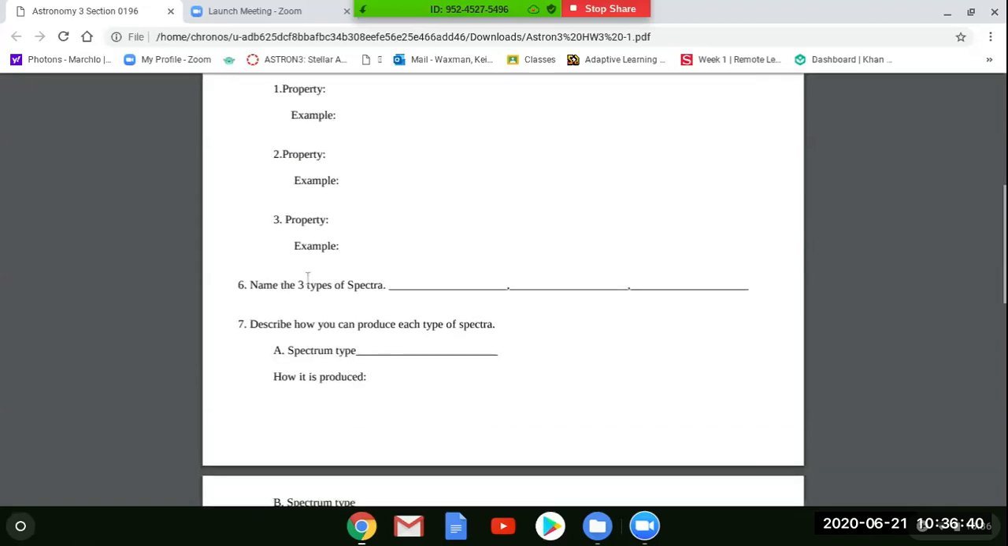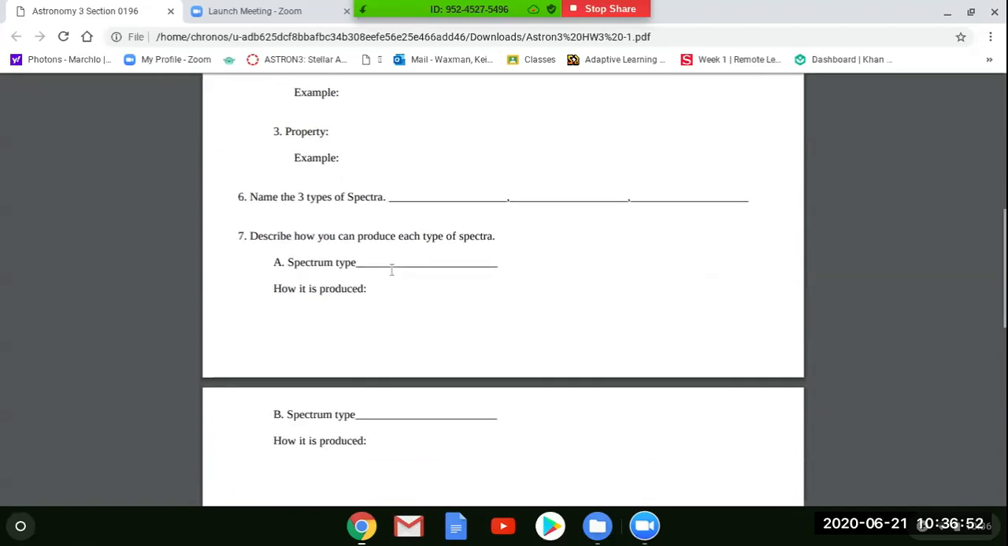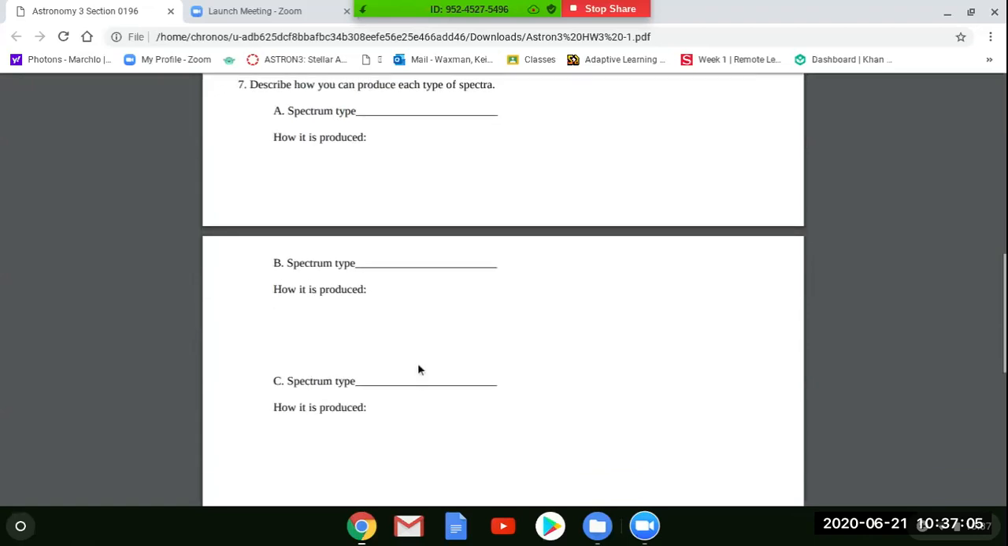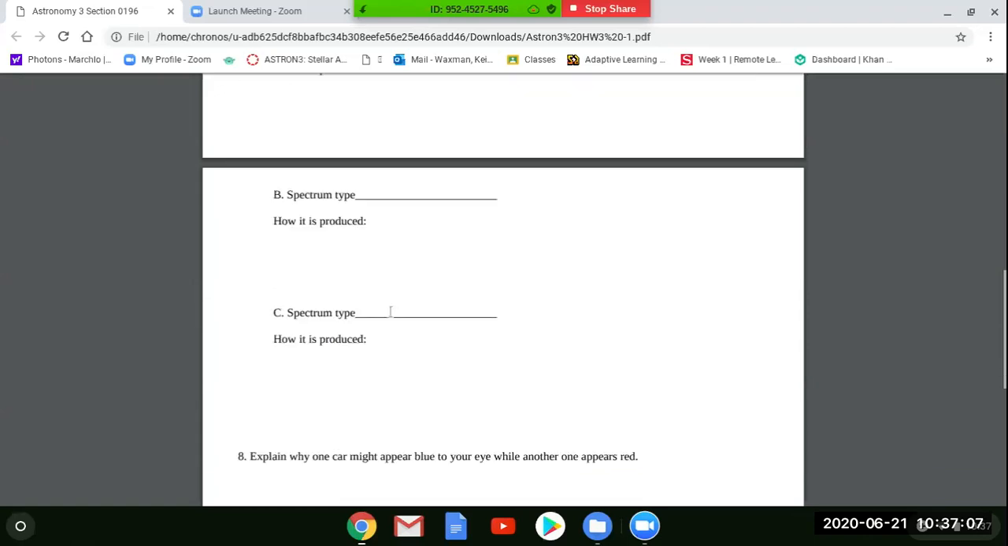Here, name the 3 types of spectra. That's when you talk about, remember, continuous, and then bright line, which is also called emission, and dark line, which is also called absorption. So you put 1 here, 1 there, 1 there. And then you put spectrum type here. Let's say you put continuous. How is it produced? Just look through your notes or look it up. Then write down how it's produced. Then 2, write bright line or emission. How is it produced? Again, look through your notes. Spectrum type. Dark line or absorption. How is it produced?